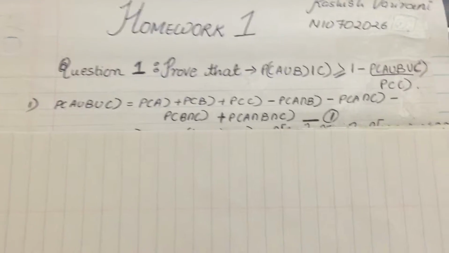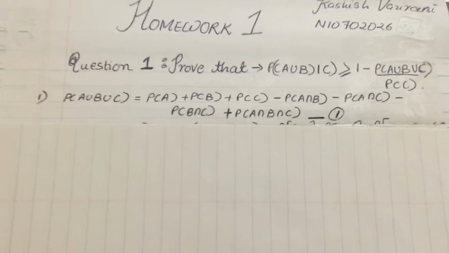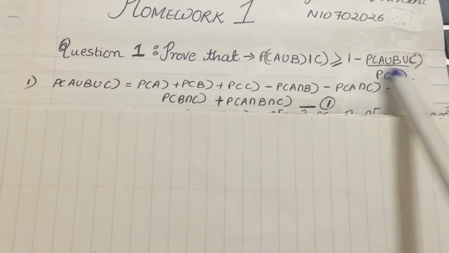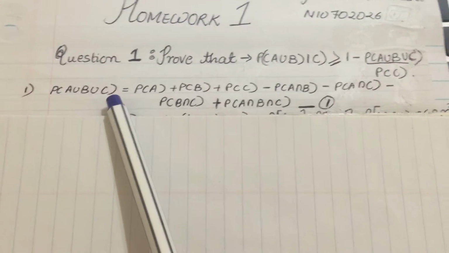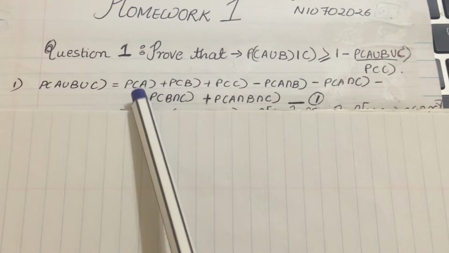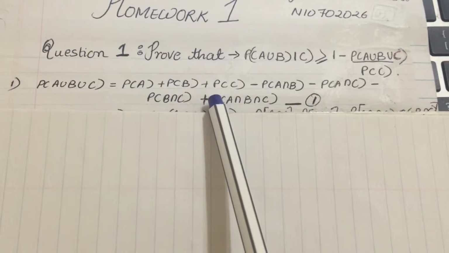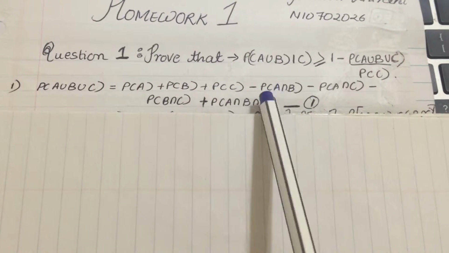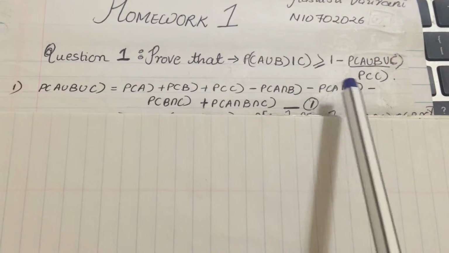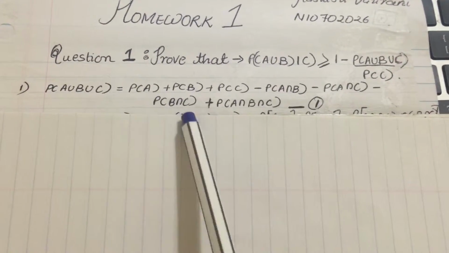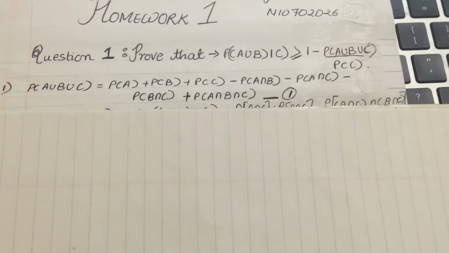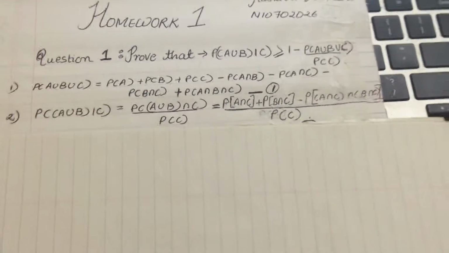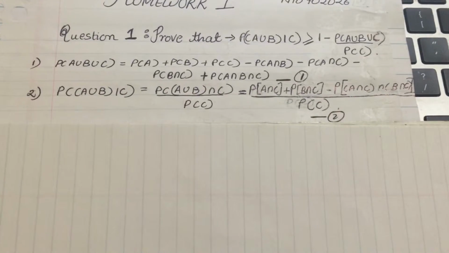consider a part of the equation, probability of A union B union C. So consider this part of the question. Probability of A union B union C, as we know, can easily be expanded into probability of A plus probability of B plus probability of C minus probability of A intersection B minus probability of A intersection C minus probability of B intersection C plus probability of A intersection B intersection C. Considering that to be equation 1, we move ahead.